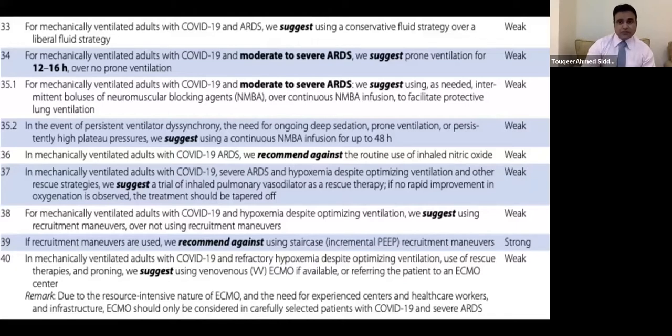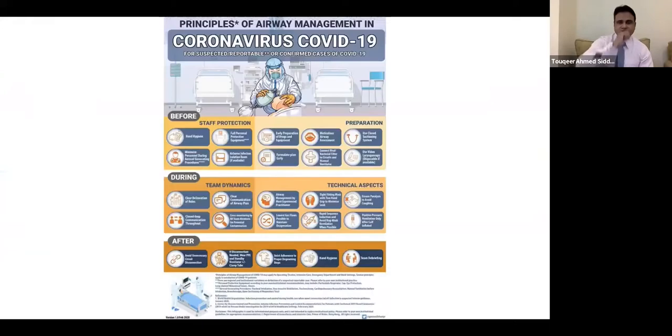And we are talking about VV ECMO, not ECMO CPR. So you have to choose the right type of candidate. I'm going to talk to you about that in future slides. Now, invasive ventilation: when you're coming to tube the patient, this is so important.